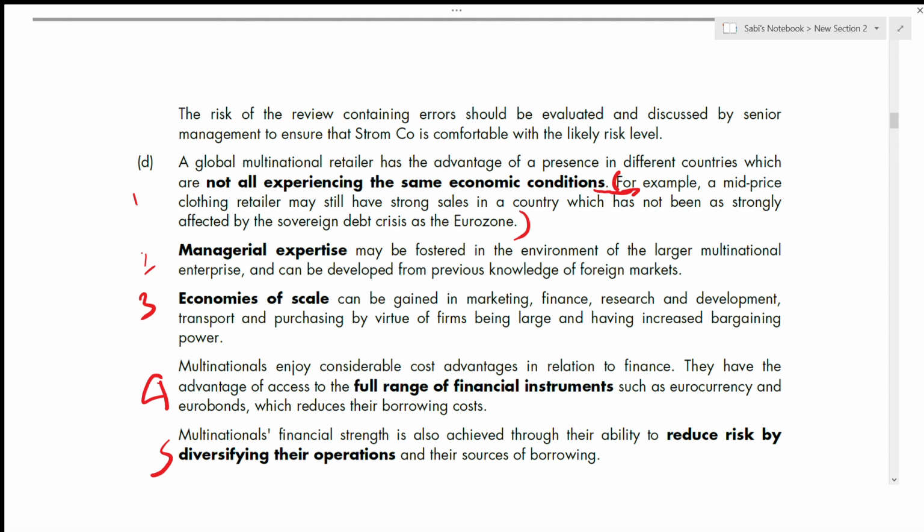Fifth, multinationals' financial strength is also achieved through the ability to reduce risk, right? By diversifying the operations and their sources of borrowing. So they're diversifying the operations by operating in different countries. Also, their sources of borrowing can be from different countries. Also, they can borrow, right? So that is their financial strength.